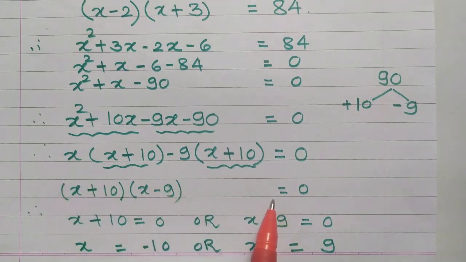is equal to 0. Therefore, product of these two brackets is equal to 0 means either the first bracket x plus 10 is equal to 0 or the second bracket x minus 9 is equal to 0. So x will be equal to minus 10, this plus 10 shifted to this side becomes minus 10. And this minus 9 will be shifted and you have x is equal to 9.